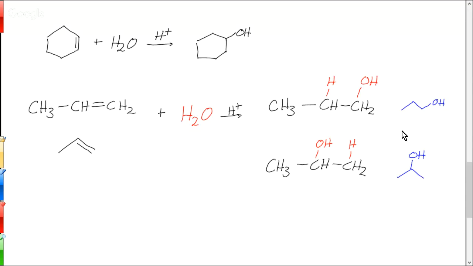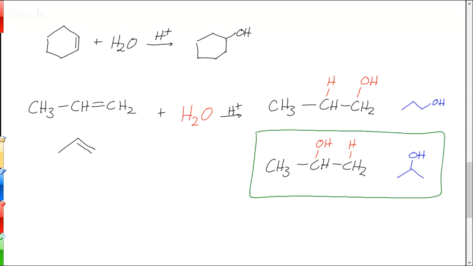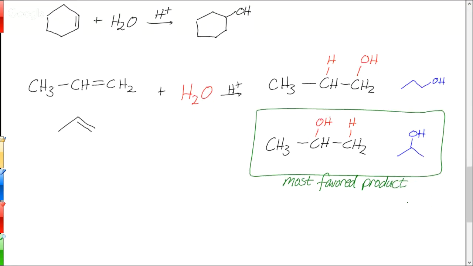So we have to figure out which is correct, or which is the major product. In this reaction, both of these will form, but the biggest product will be this one. And so we would call this the most favored product, or the favored product, or the major product. And the other one would be the minor product. All right, so how do we then predict what's going to be the most favored product when this reaction happens?